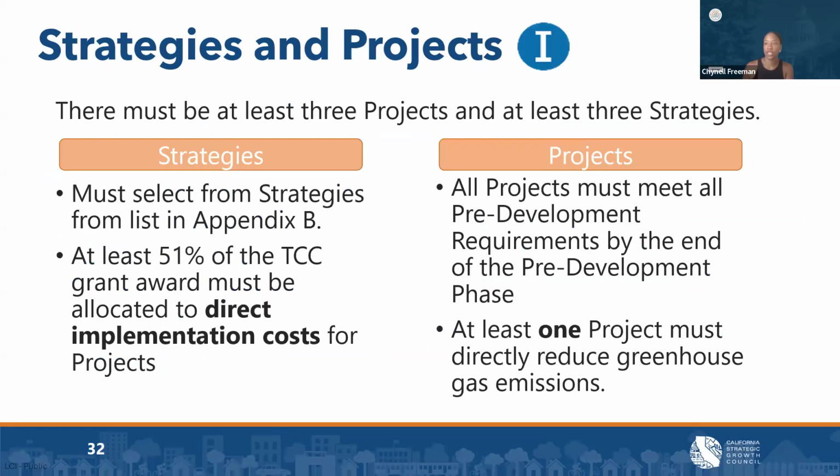Of the selected projects, at least one project must directly reduce greenhouse gas emissions, and all projects must either reduce greenhouse gases or contribute directly to meaningful public health benefits. Most strategies have pre-development requirements, which are items that are not due by the application due date, but applicants must complete during the pre-development phase for their projects prior to gaining access to implementation phase funds. Applicants must complete the projects during the 4-year implementation phase.